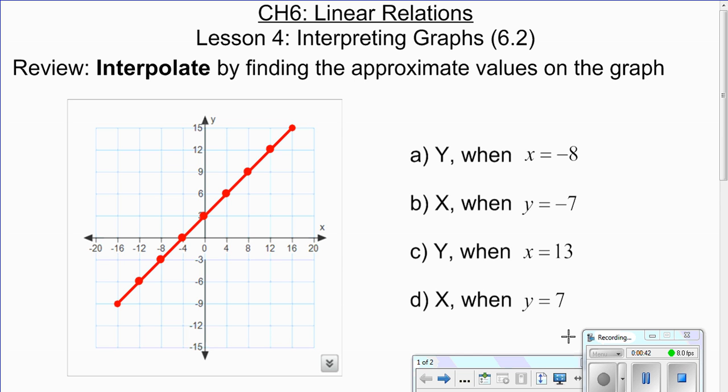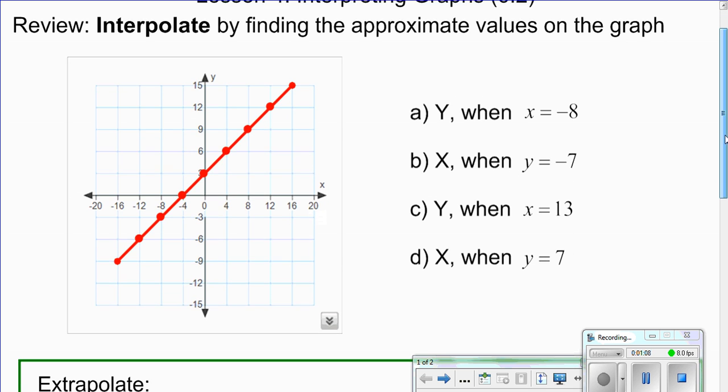So the first question says, I want you to interpolate by finding the approximate values on the graph. So using this graph, and I know that the one that printed for you wasn't the best, but hopefully now that you see it on a screen a little bit larger, you can see it. So I'm looking for the value of y when x is -8, value of x when y is -7. So you're going to interpolate, you're going to try and figure out using this data, using this graph, where those different points are. We are going to check that first thing tomorrow.